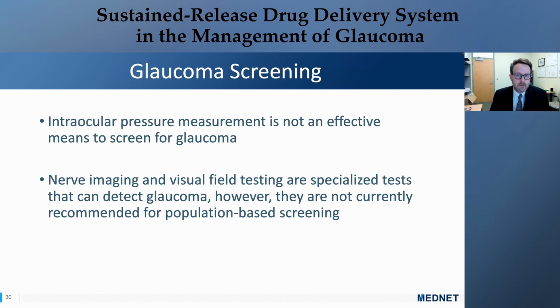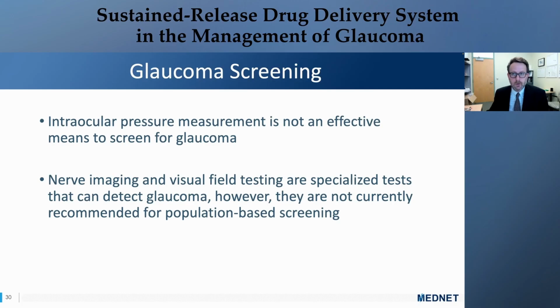Intraocular pressure measurements are not an effective means to screen for glaucoma for the reasons that we've gone over today. And the best way to diagnose glaucoma is to pull together these structural and functional features that we've talked about today. And those testing modalities are very specialized, but they're currently not recommended for population-based screens, although there's an enormous amount of work going on in that.